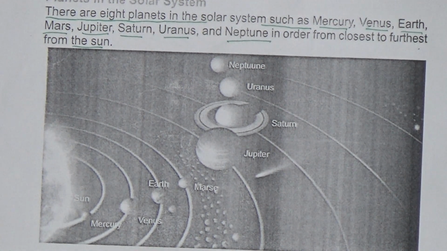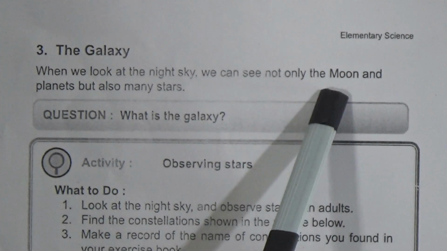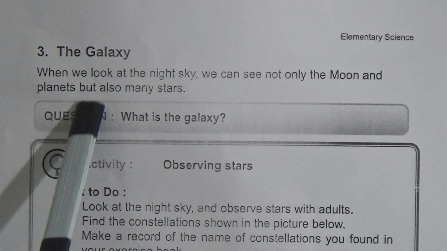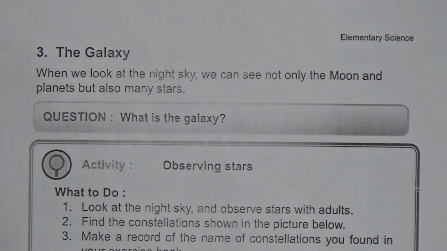Now students, come to here, this page 59, the galaxy. When we look at the night sky, we can see not only the moon and planets but also many stars. Observing stars, sometimes we can see a pattern like this, and this pattern is called a constellation. You can see this is called Orion, this is Great Bear, and this is Pegasus.